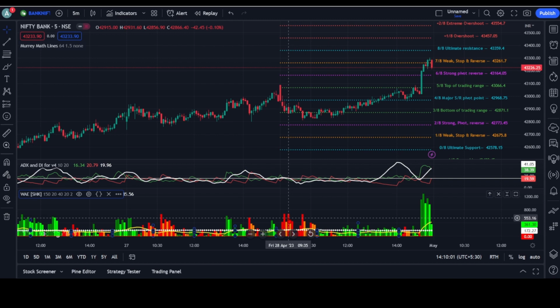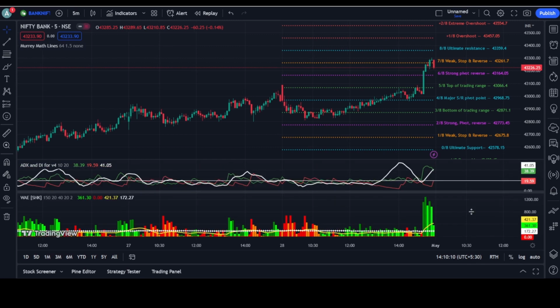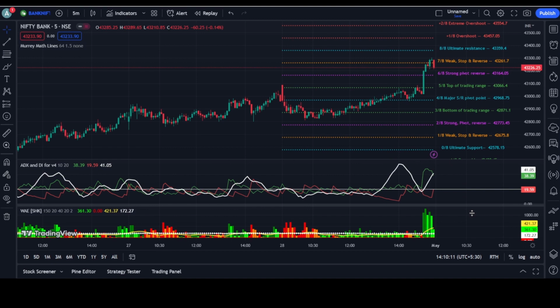Now we have placed all our indicators on the chart. All these indicators are free. Now the big question is where to take a trade. First we need to see volume. Is it green or red?